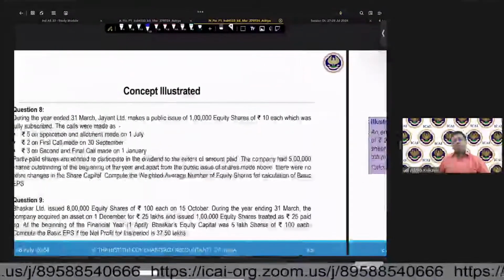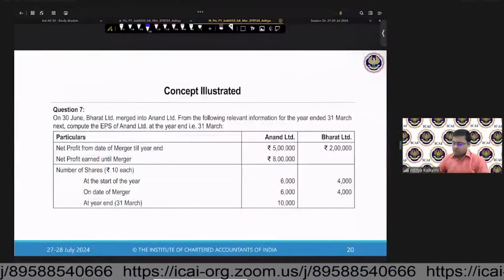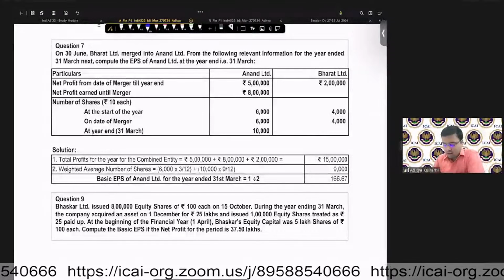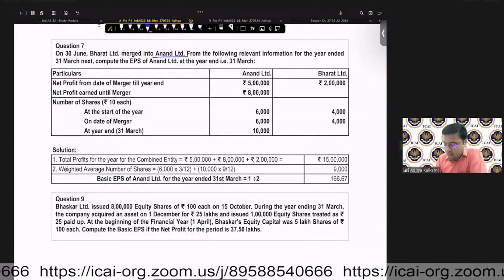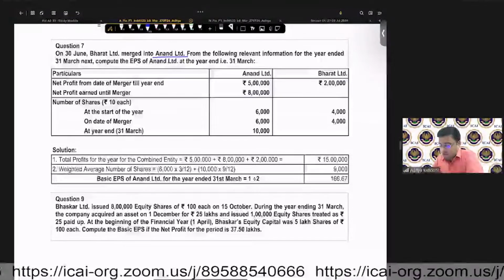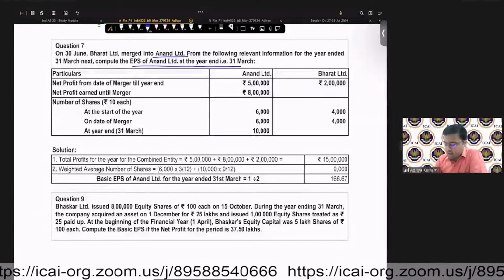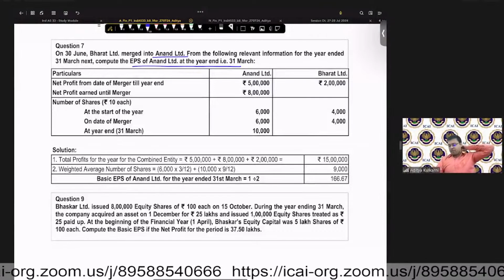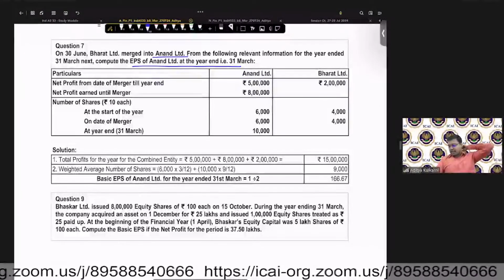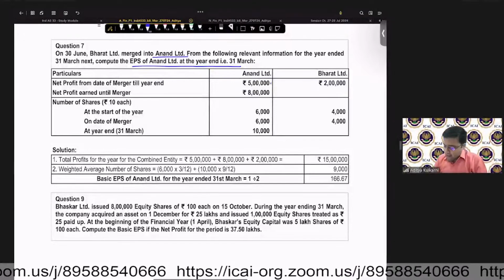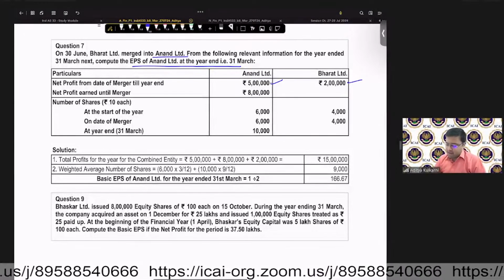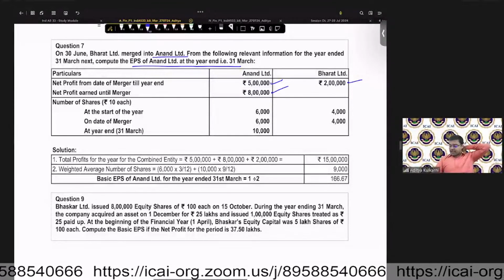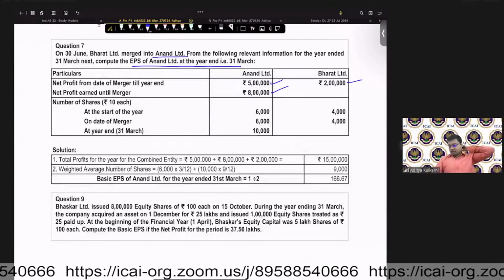Let us look at a couple of questions in this regard. So come to your sheet. On 30th June, Bharat merged into Anand. From the following relevant information, compute EPS of Anand at the year end, that is 31st March. Net profit from date of merger till year end, 5 lakhs, 2 lakhs. Net profit earned until merger, Anand has earned 8 lakhs. Number of shares, rupees 10 each, at the start of the year, on the date of merger and at the year end.